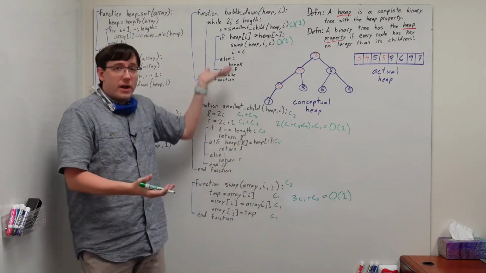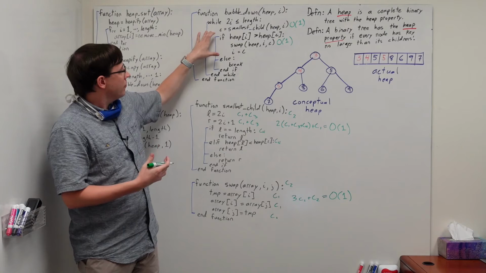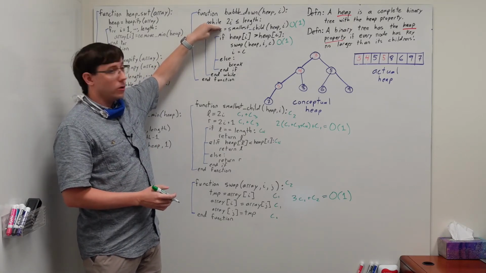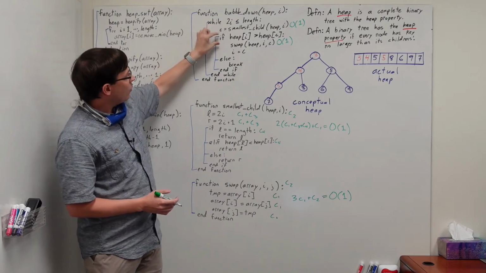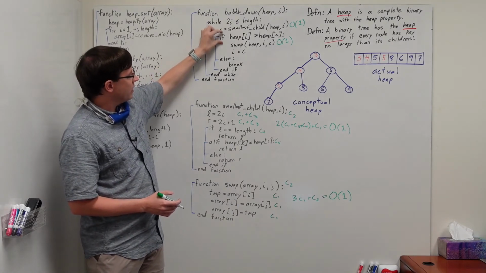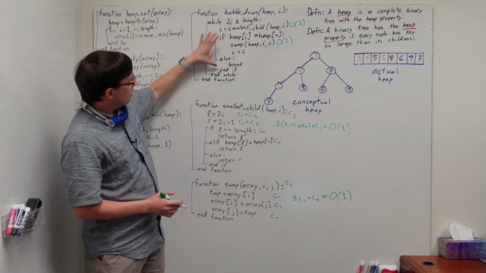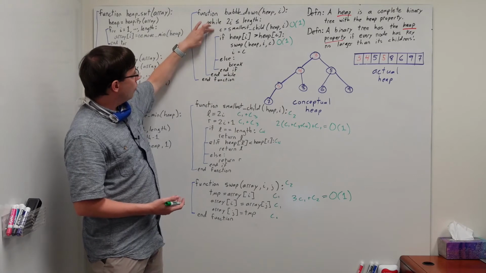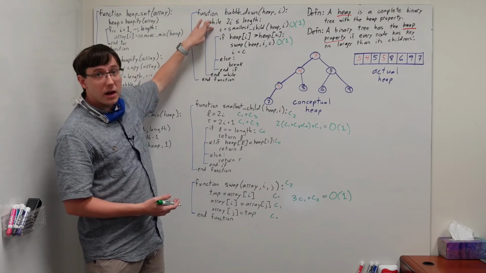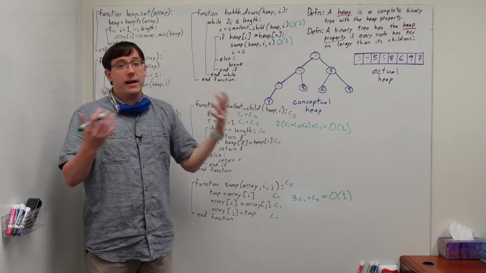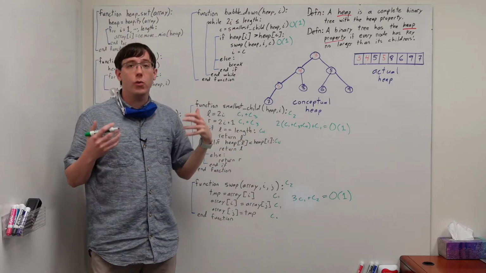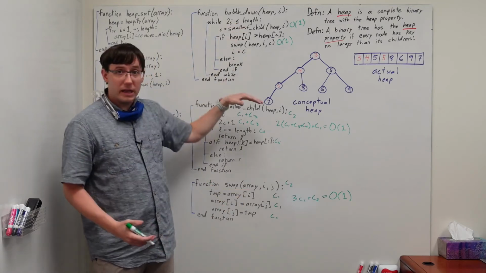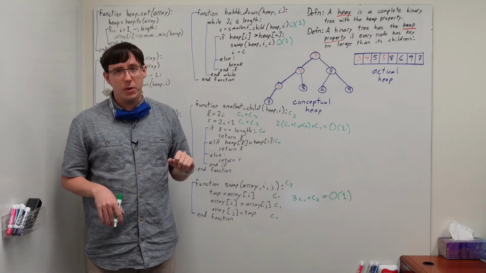And so, moving up to our bubble down function, we perform a constant amount of work for smallest child, and now we have a comparison and branch, an assignment, and a call to a constant time function. So overall, the body of this while loop is adding up some number of constants, and so we will get a total big O of 1 amount of work in the body of this while loop.